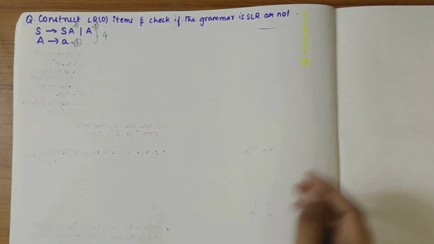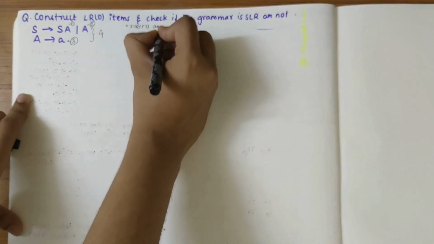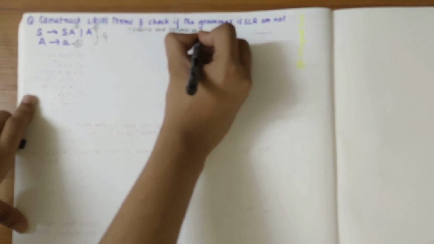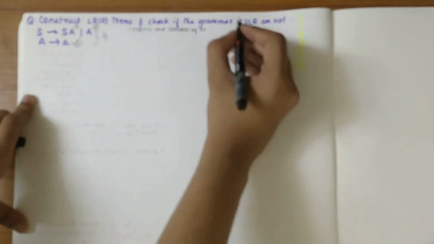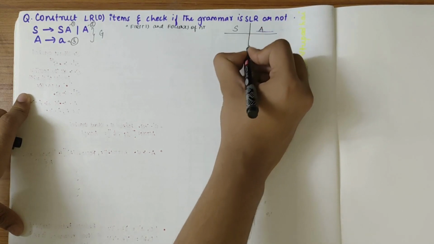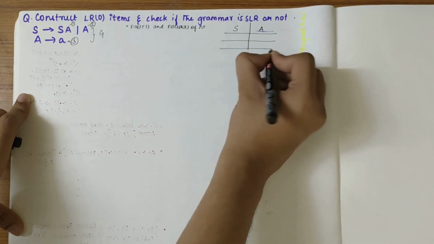Before proceeding to find the LR0 items, we should find first and follow of the non-terminals here. That is S and A. Writing the first and follow of S and A.